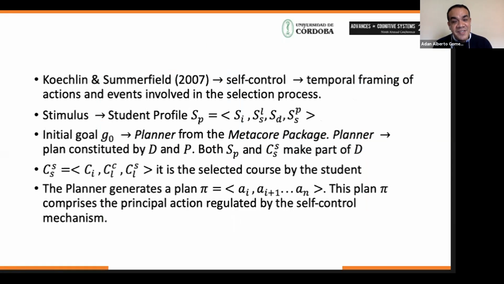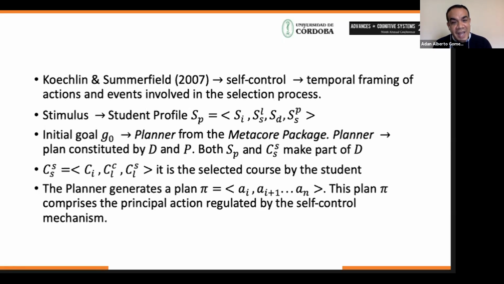Therefore, considering a stimulus, which in the model is the student profile, which is a four-tuple where SI is the student identifier, SLS is the student learning style, SD is the pedagogical dimension assigned to the student by the system, and SPS is the pedagogical strategy assigned to the student by the system. The goal of the system is selecting a resource for the student related to his learning style.